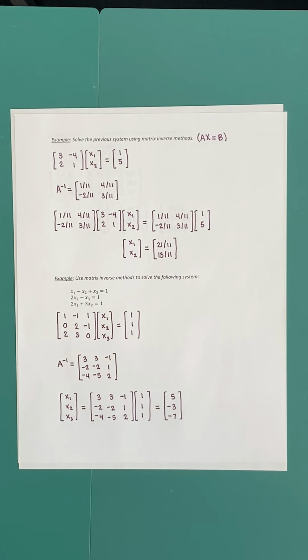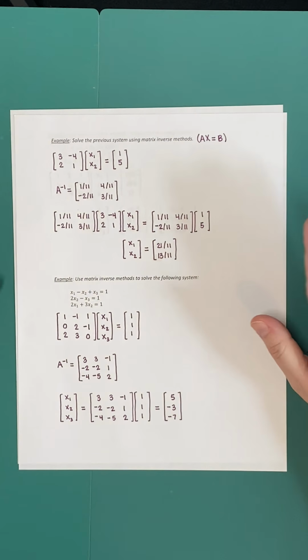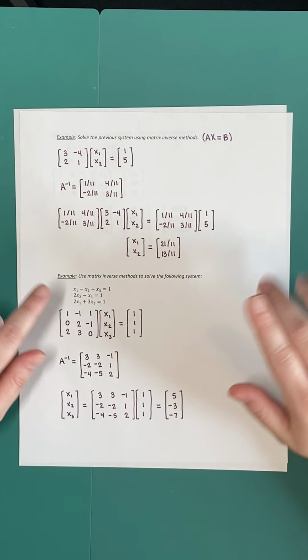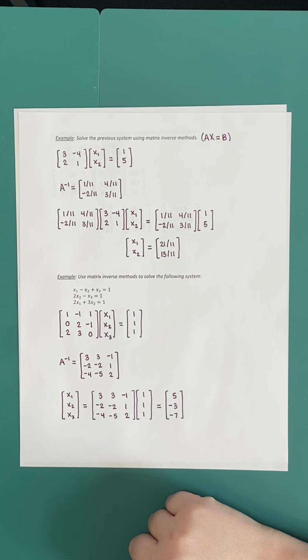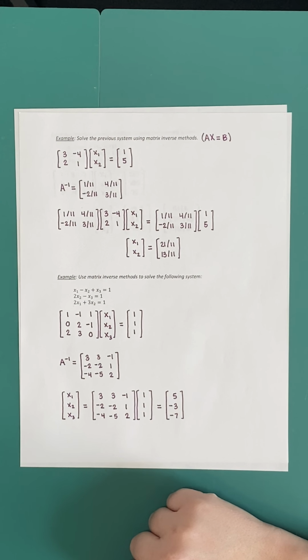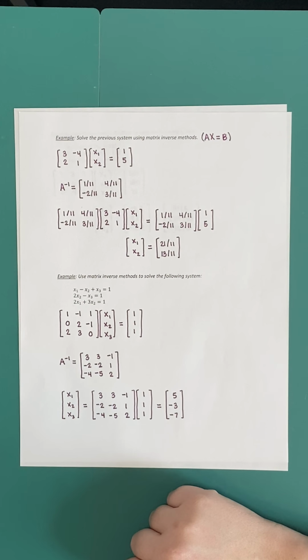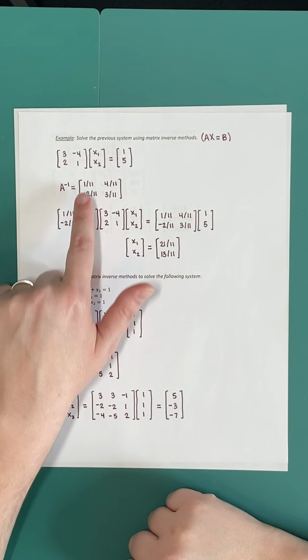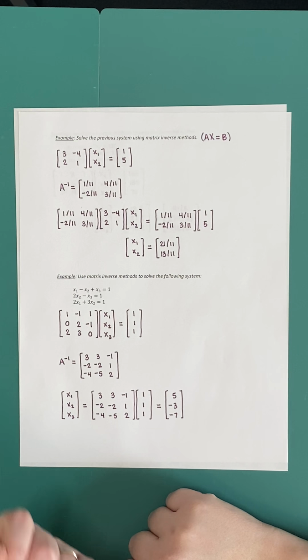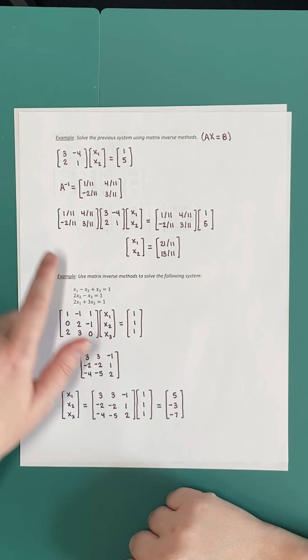Okay. So let's try another example. Let's look at one that's slightly bigger. So here's our next system. Now again, we could solve this using an augmented matrix. We could solve it using some other type of solution technique, maybe graphing, maybe substitution, something like that. We want to solve it using a matrix equation and matrix inverse methods. In other words, using that matrix inverse to cancel out some of the parts of our equation.